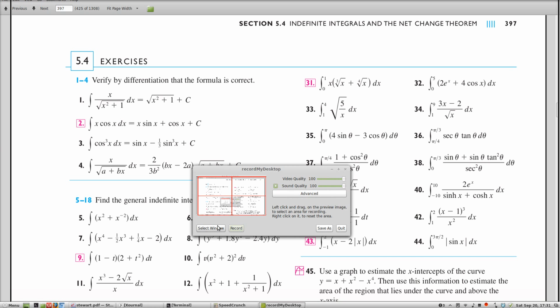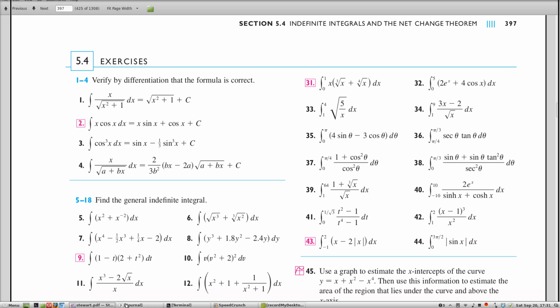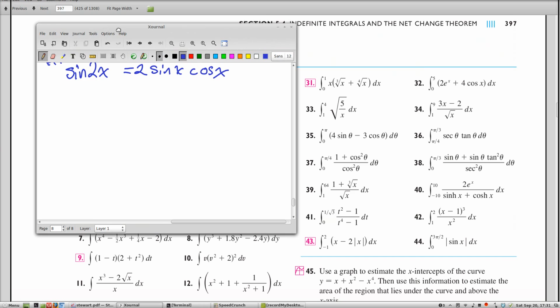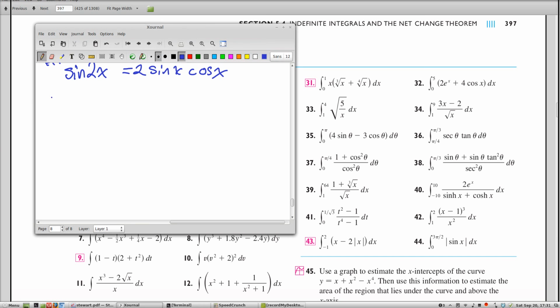Oh, that's not the right window. Okay. Number 38.